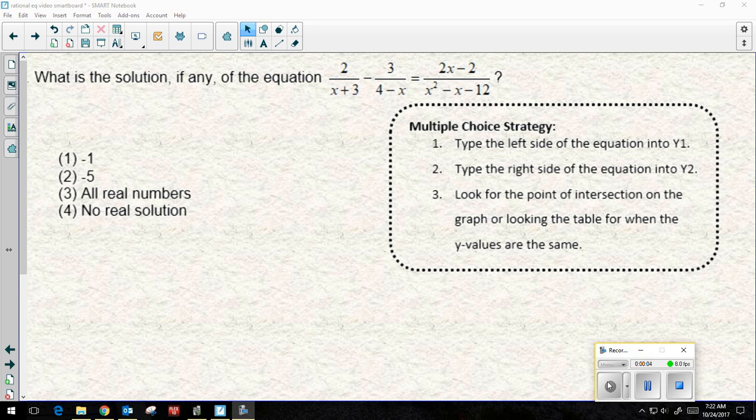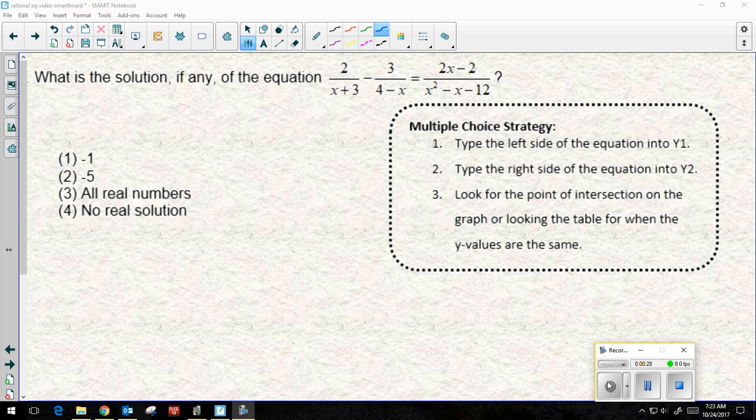Here's a multiple choice strategy for solving rational equations. This can actually be used with pretty much any equation for multiple choice. What is the solution, if any, of the equation 2 over x plus 3 minus 3 over 4 minus x equals 2x minus 2 over x squared minus x minus 12?